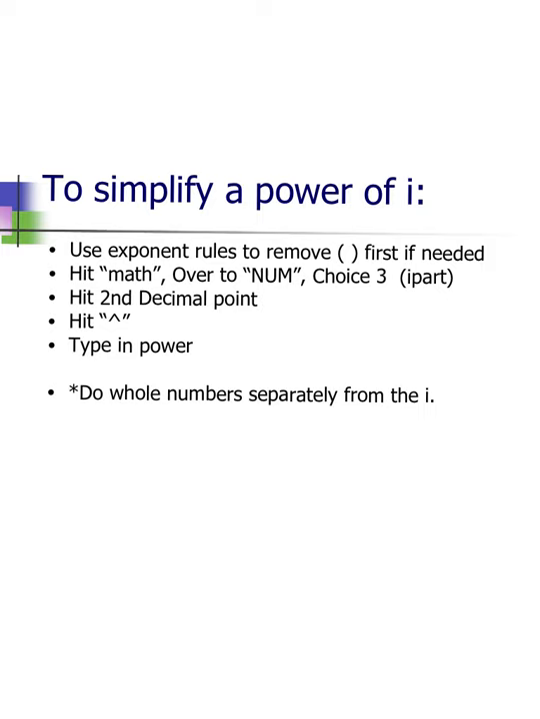We're going to first use the exponent rules to remove any parentheses if needed. Then we're going to hit the math button. We're going to go over to num. We're going to pick choice 3, which is your I part. We're going to hit second, then the decimal point button. Then we're going to hit the caret button, and then type in the power of I. The caret button here is going to give the I on the calculator. You must do your whole numbers separately from the I.